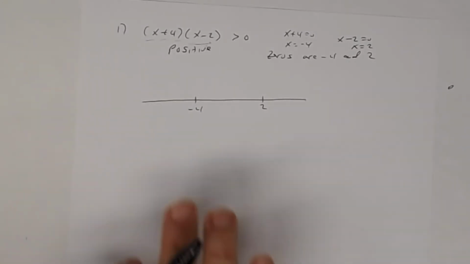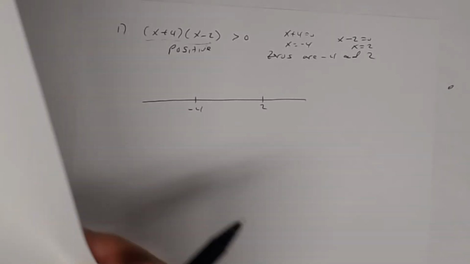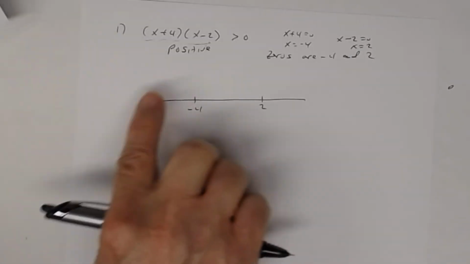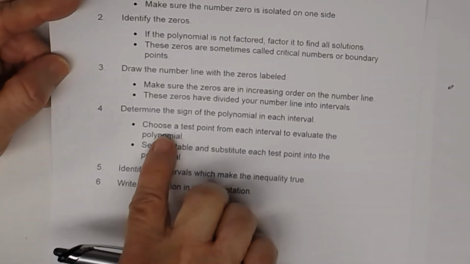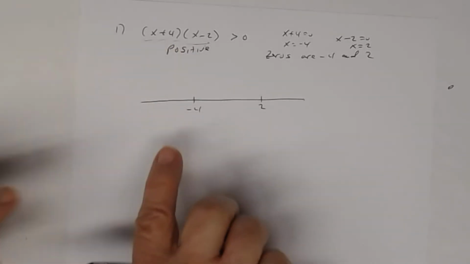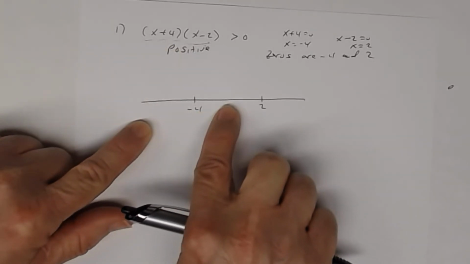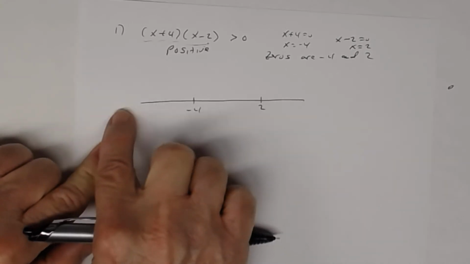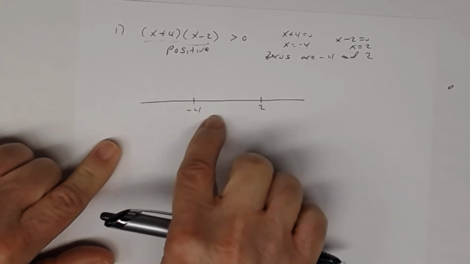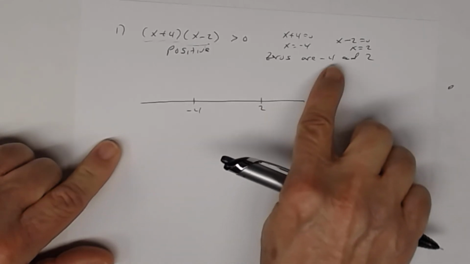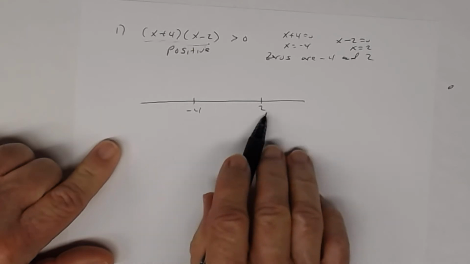Okay, now, once you put them on the number line, your next step is to do test points. That's where remember this part is going to be most of your work. So you have to pick test points now and determine what this product is. So pick a number in this interval, pick a number in this interval, pick a number in this interval. Remember your intervals are negative infinity to negative 4, negative 4 to 2, 2 to infinity.